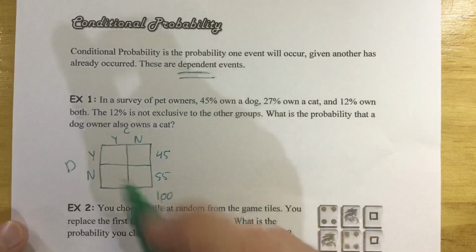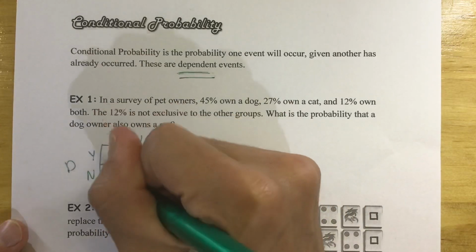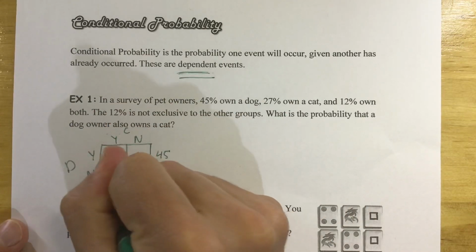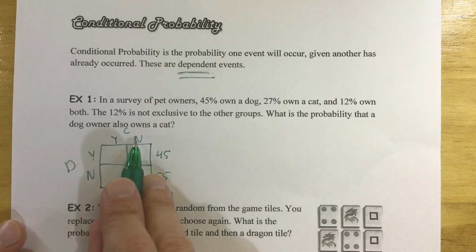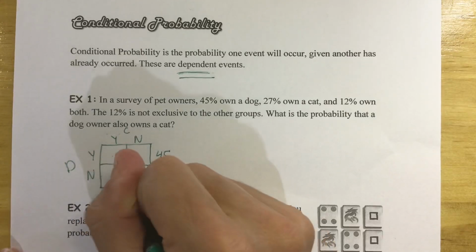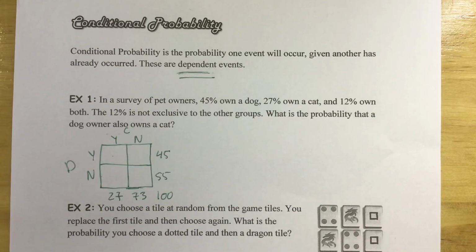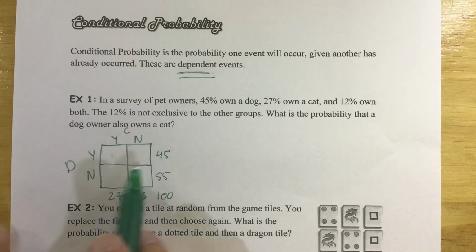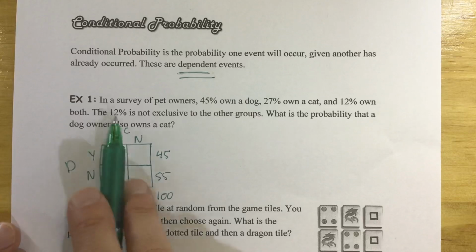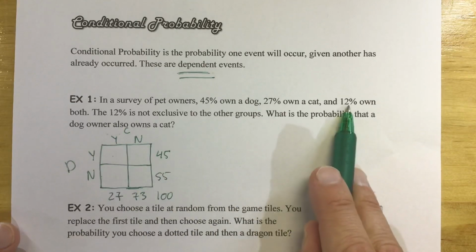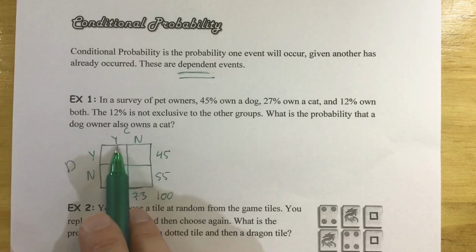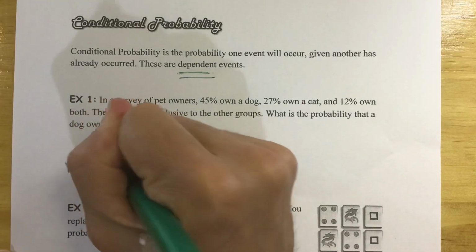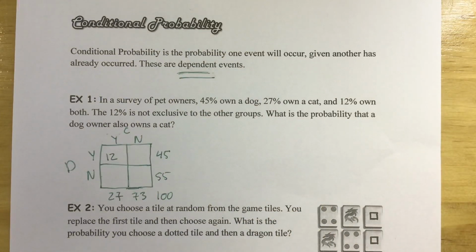27% own cats. So at the end of the column for owning cats is going to be 27. Now the difference to 100 needs to be all the people who said no, I do not own a cat, which is going to be 73. See, that adds up, right? All right, so numbers in the middle. The 12%. This is where I should read it, though. 12% own both. So in the box that's yes, yes, would have been 12% of our data.